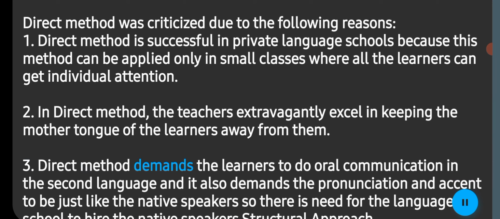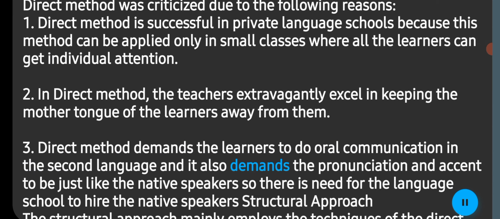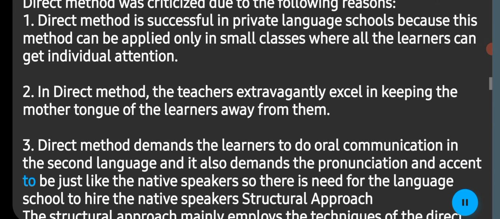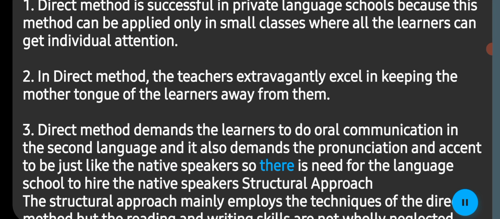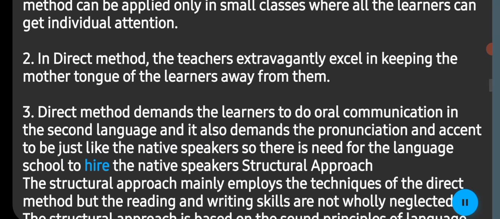3. The direct method demands that learners do oral communication in the second language, and it also demands that pronunciation and accent be just like native speakers, so there is a need for the language school to hire native speakers.